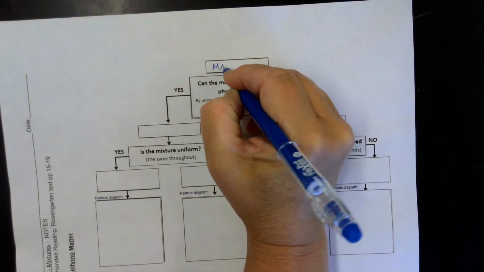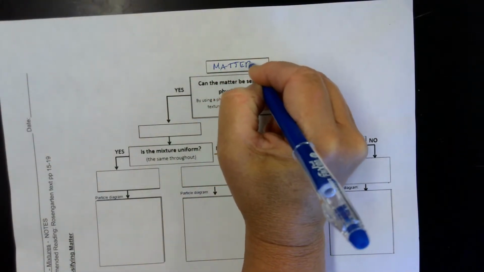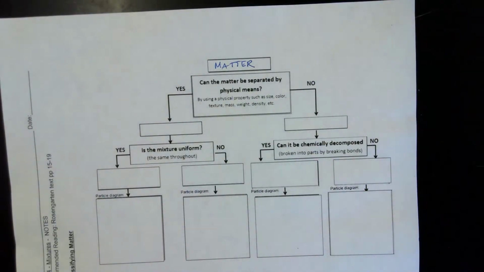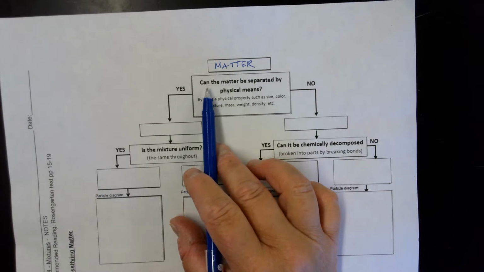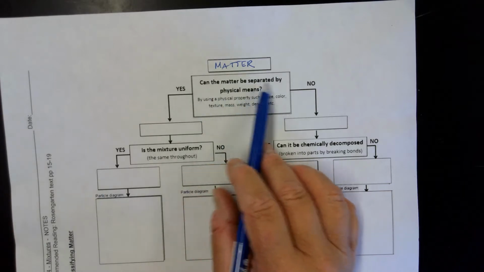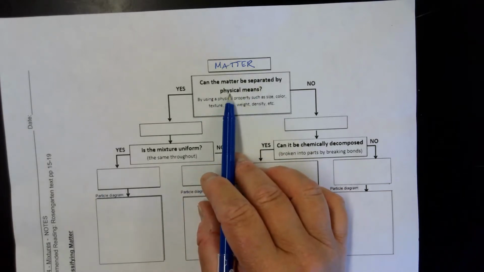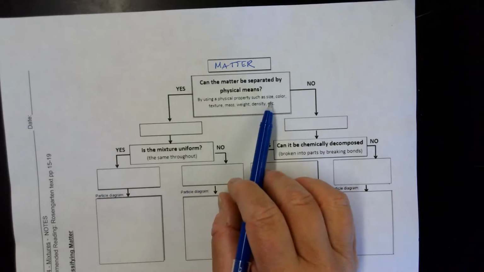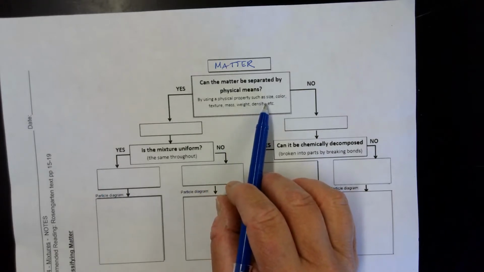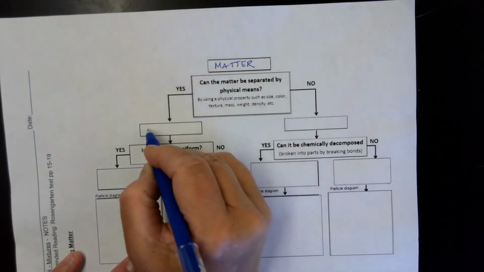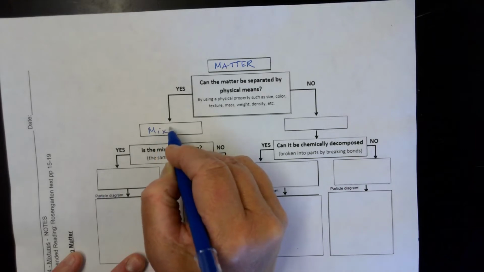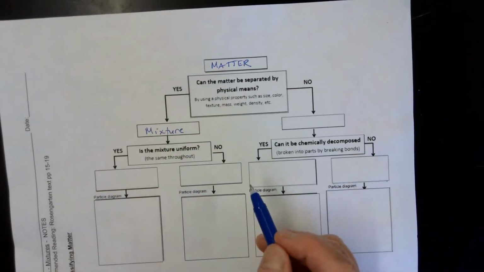We are talking about classifying matter. Matter is a very generic term. Question to ask yourself is, can the matter be separated by physical means? By using a physical property such as size, color, texture, mass, weight, or density? If you can separate it by physical means, we would classify that matter as a mixture.